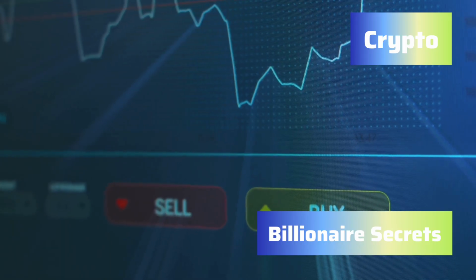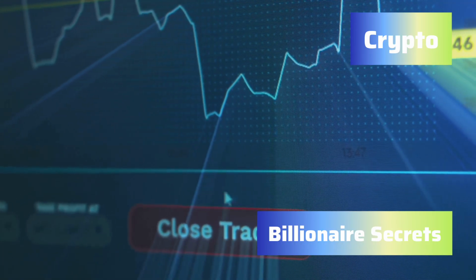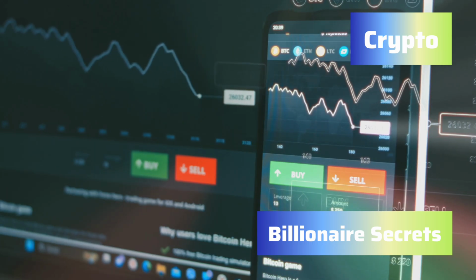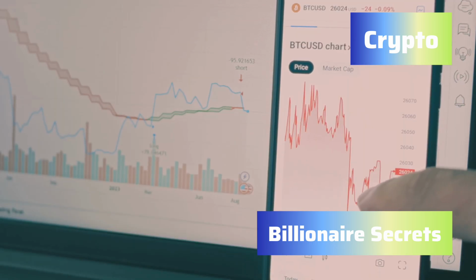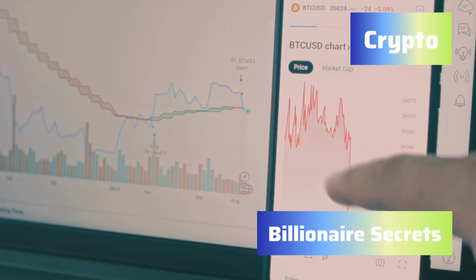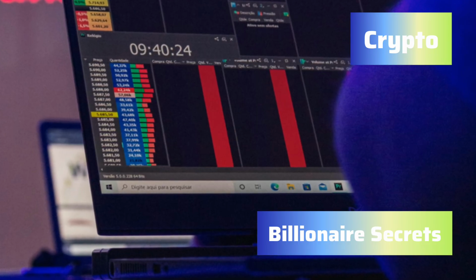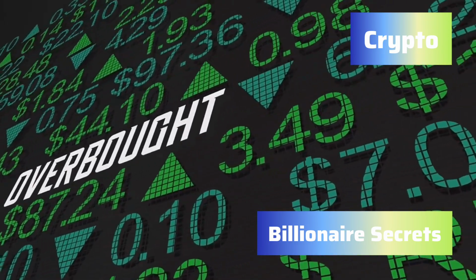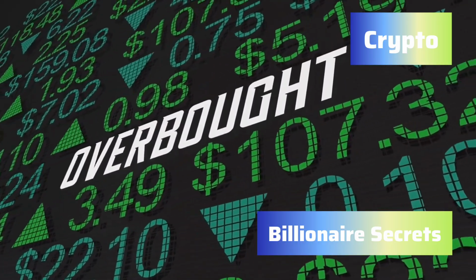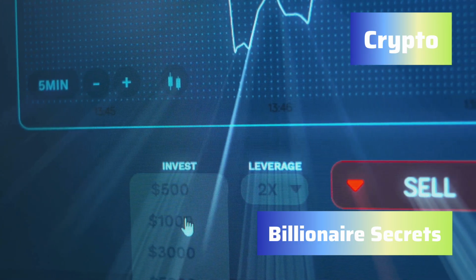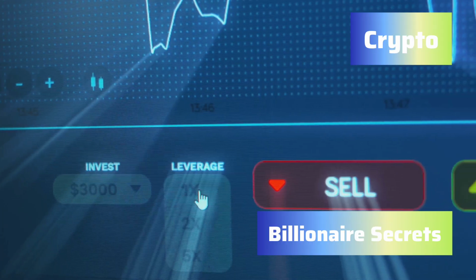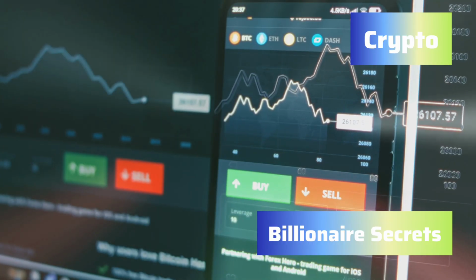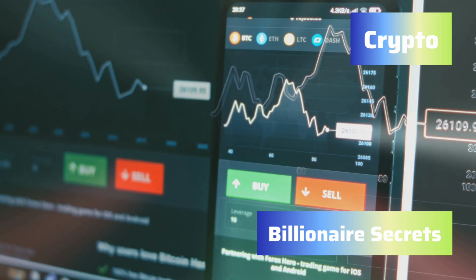Another popular tool is an indicator called the Relative Strength Index, or RSI. This isn't plotted on the price chart itself, but in a separate window below. The RSI is a momentum oscillator that measures the speed and change of price movements. It moves between 0 and 100. The key levels to watch are 70 and 30. When the RSI goes above 70, it suggests the asset might be overbought and could be due for a pullback. When it falls below 30, it suggests it might be oversold and could be due for a bounce. It's not a perfect signal to sell or buy, but it's a great warning light that tells you when a trend might be getting overextended.